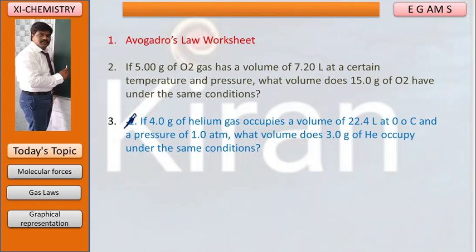If 4 grams of helium gas occupies a volume of 22.4 liters at 0 degrees centigrade and a pressure of 1 atmosphere, what volume does 3 grams occupy under the same conditions?